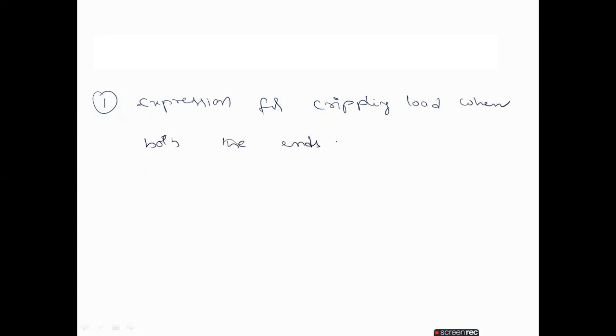So now we will use Euler's theory for derivations. For that, the first condition we will discuss now. So I will write here the condition for that. Expression for crippling load when both the ends of columns are hinged.